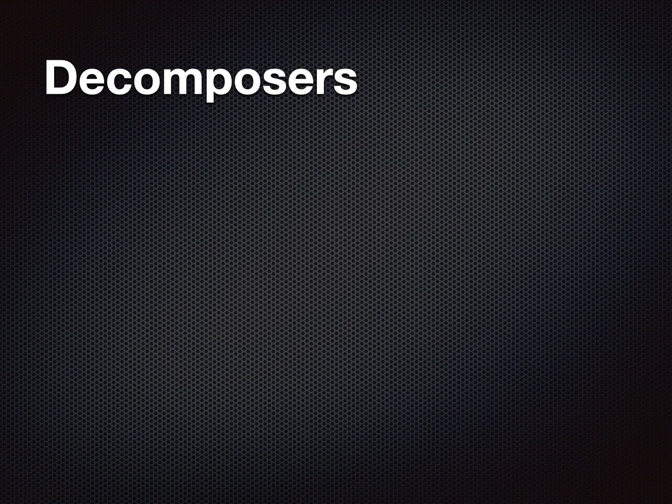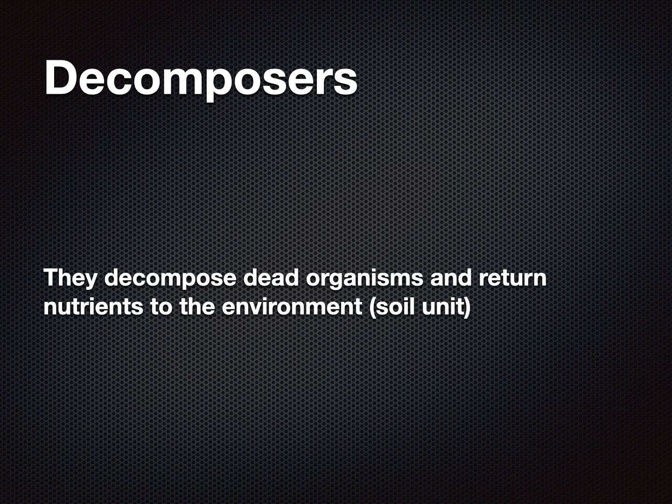Decomposers are the final step, or if you really want to look at it, it could be the first step of a food chain. What these things do is decompose dead organisms and return nutrients to the environment. If you think about soil, one of the elements of soil is nutrients. One of the ways they get there is from decomposers. Decomposers not only break down dead animals, but also dead plants. More commonly it's dead plants than animals.